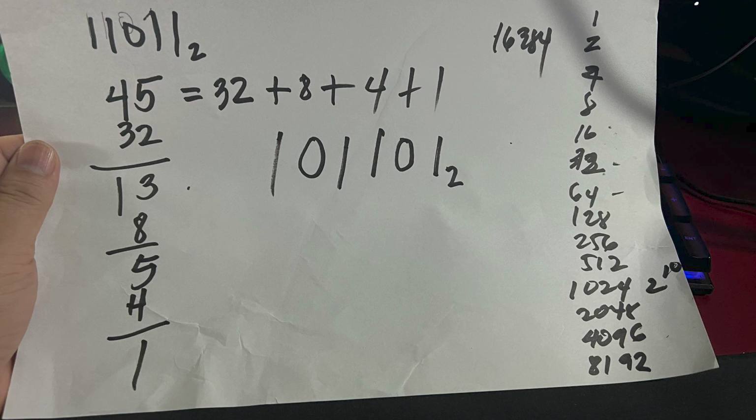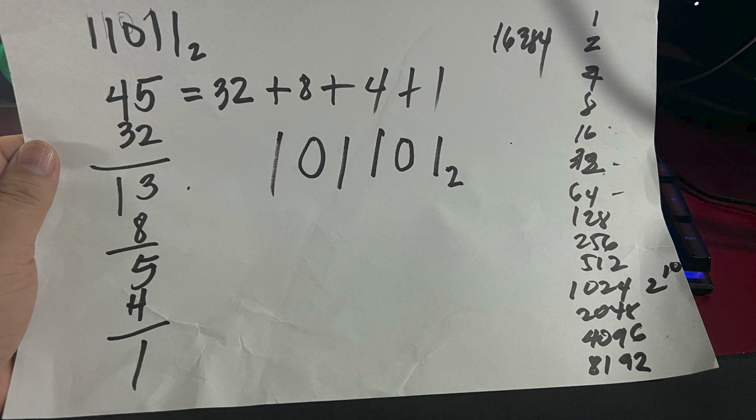64, 128, 256, 512, 1024. This is 2 raised to 10. So 2048, 4096, 8192. So 10, 11, 12, 13. There's also 16,384. So actually, up to that number we can convert from decimal to binary. So think of a power of 2 less than or equal to 45.